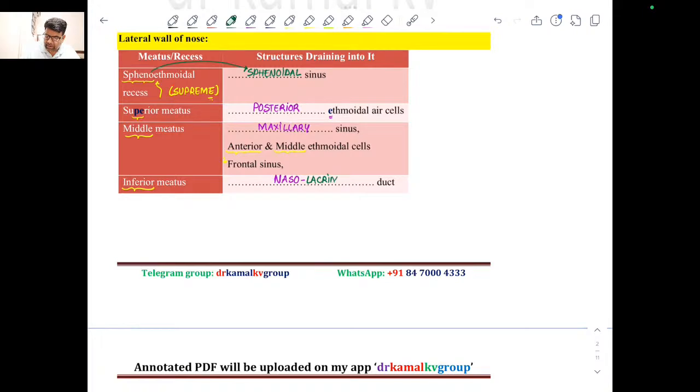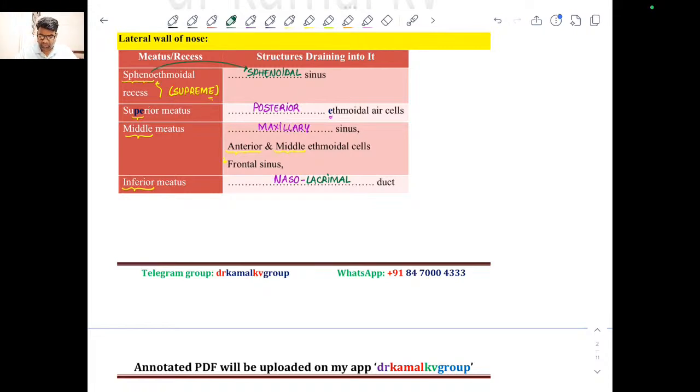Nasolacrimal duct. Clear? Lacrimal is what? Lacrimal gland. So tears are coming into the inferior meatus on the lateral wall of the nose. So this is a very important table. Many times it has been asked, and sometimes they give you an image, or sometimes they will simply ask you.